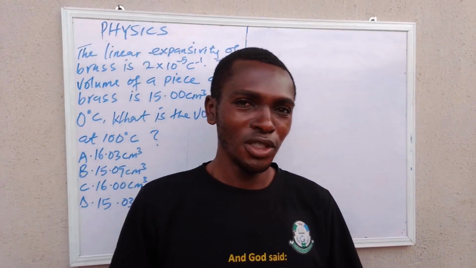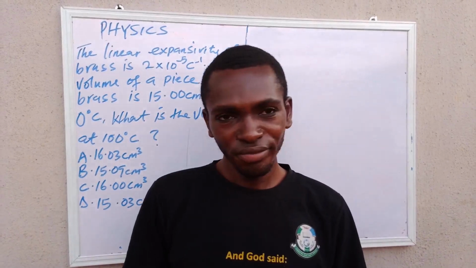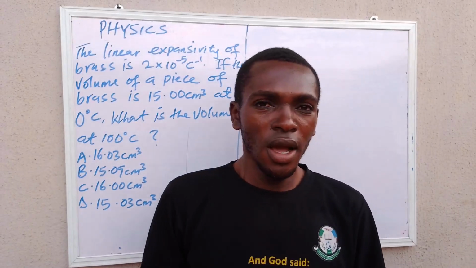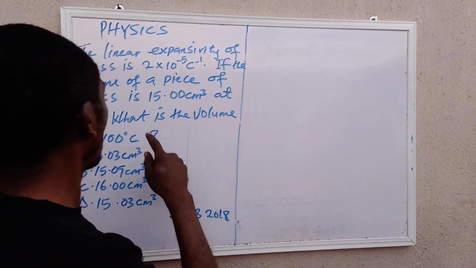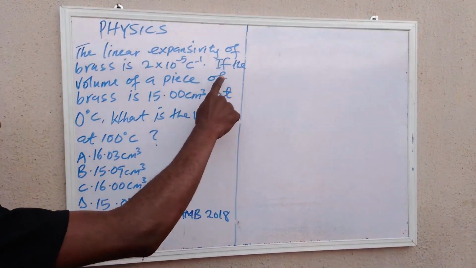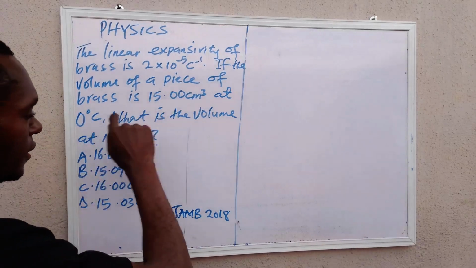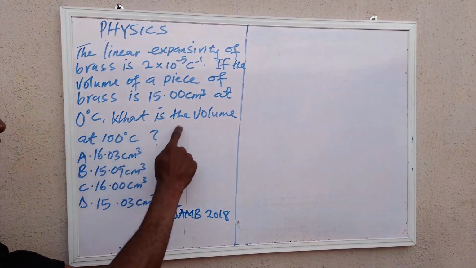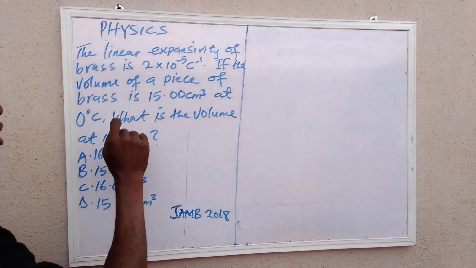Today I'm going to be solving a simple JAMB question on linear expansivity. It is a 2018 JAMB question. Let's look at the question. The question says that the linear expansivity of brass is 2 times 10 to the power of minus 5 per Kelvin. If the volume of a piece of brass is 15 centimeters cubed at 0 degrees Celsius, what is the volume at 100 degrees Celsius?